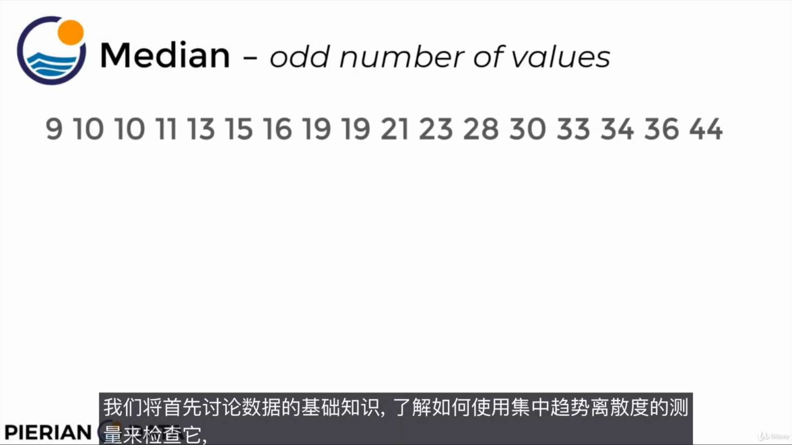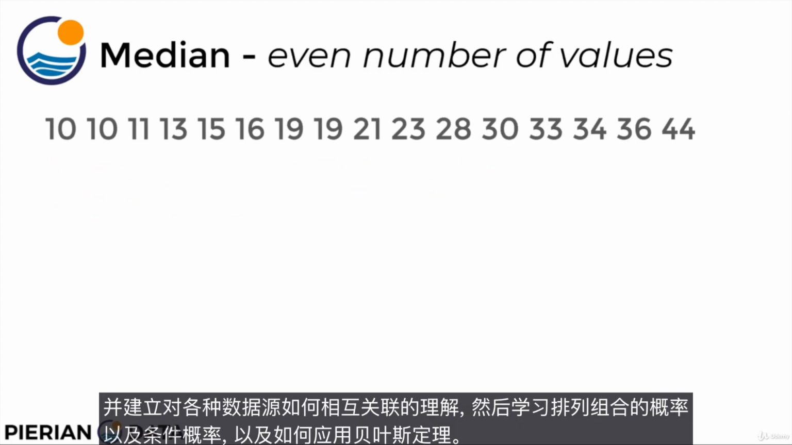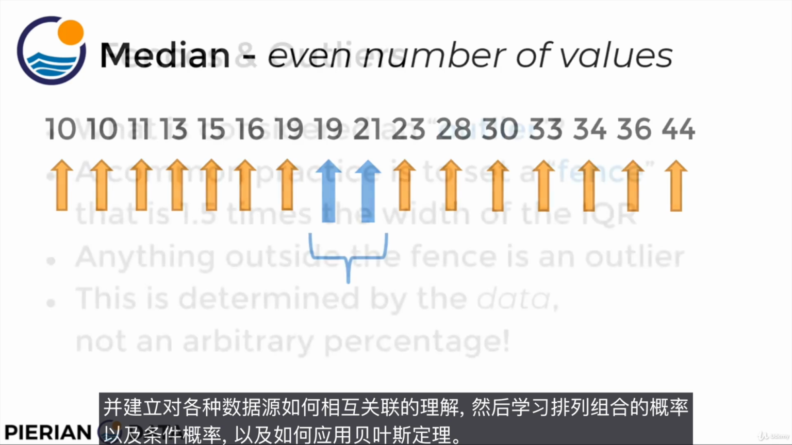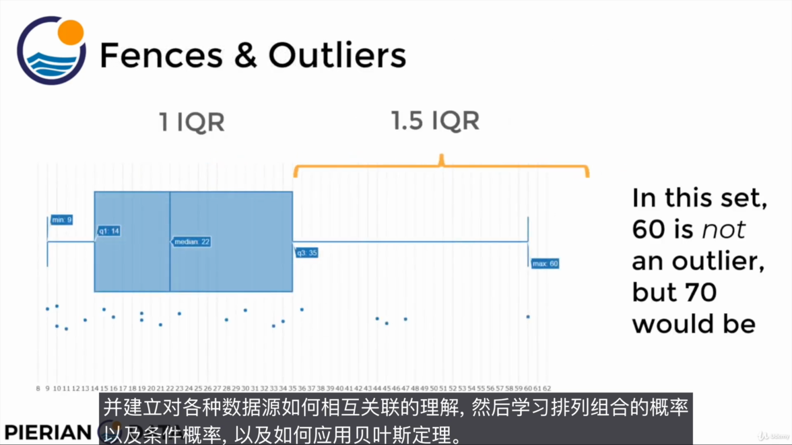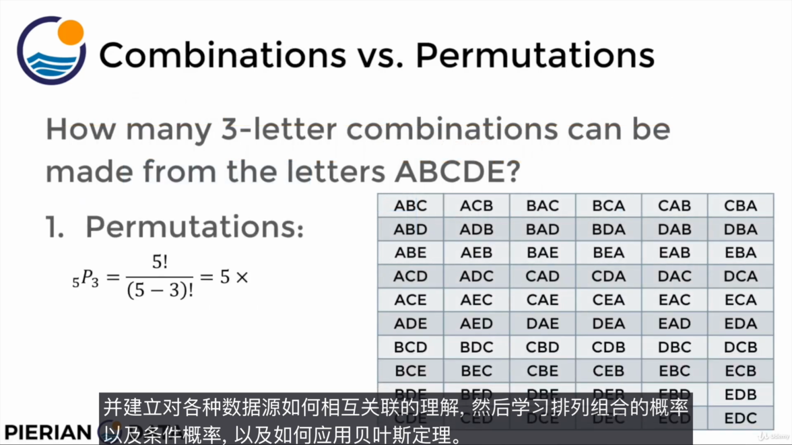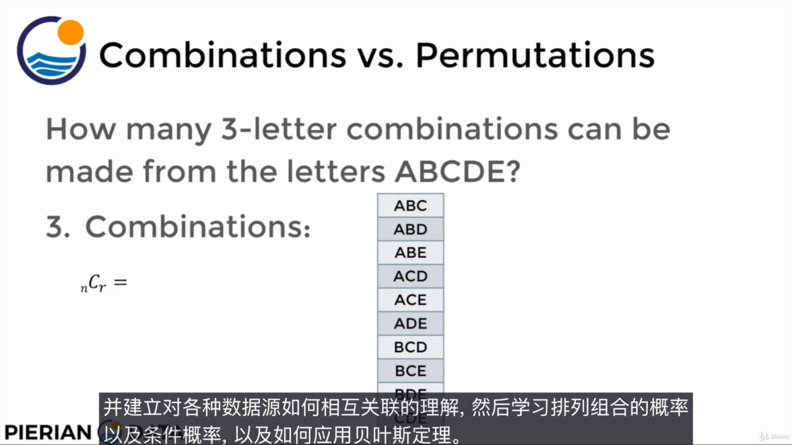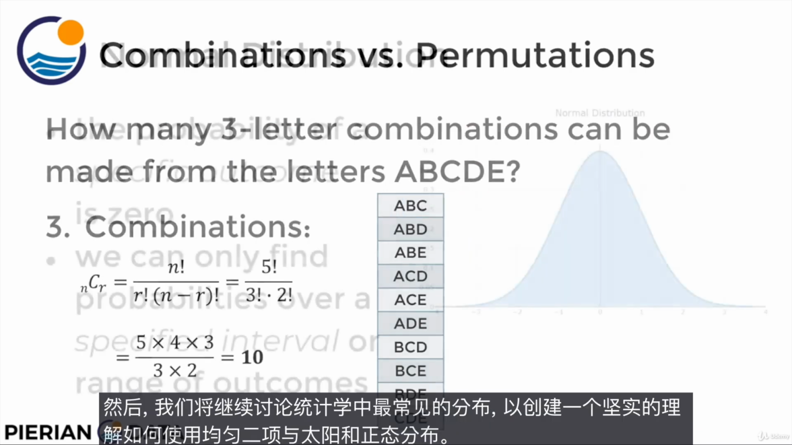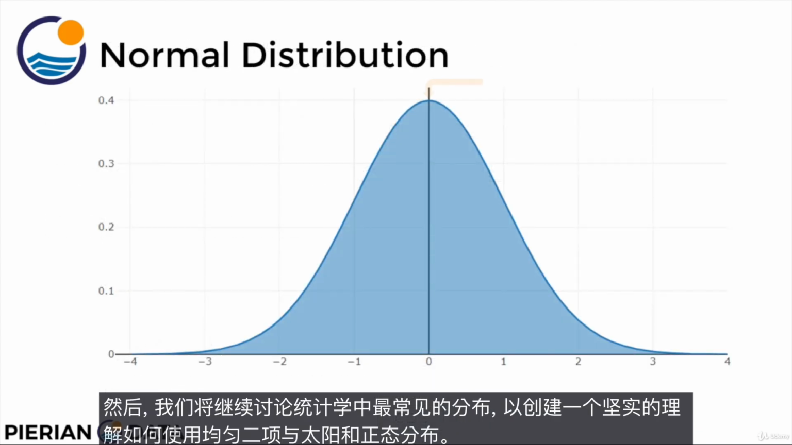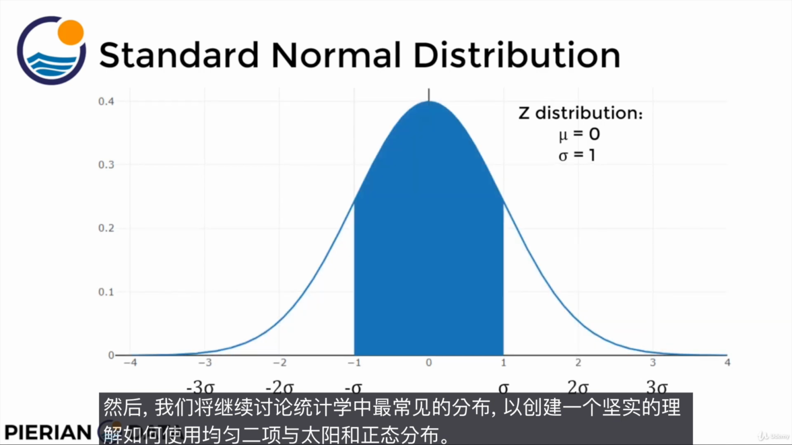We'll start by talking about the basics of data, understanding how to examine it with measurements of central tendency, dispersion, and also building an understanding of how bivariate data sources can relate to each other. Afterwards, we'll dive into probability, learning about combinations and permutations, as well as conditional probability and how to apply Bayes' theorem. Then we'll move on to discussing the most common distributions found in statistics, creating a solid understanding of how to work with uniform, binomial, Poisson, and normal distributions.